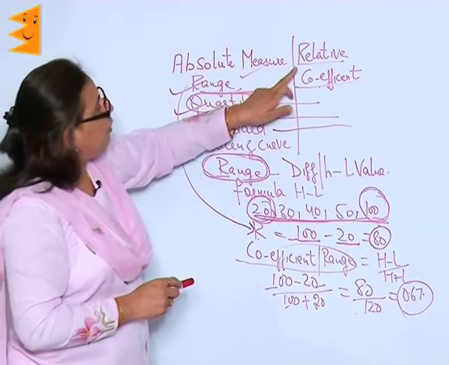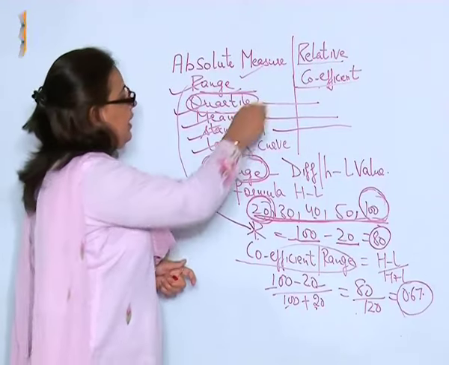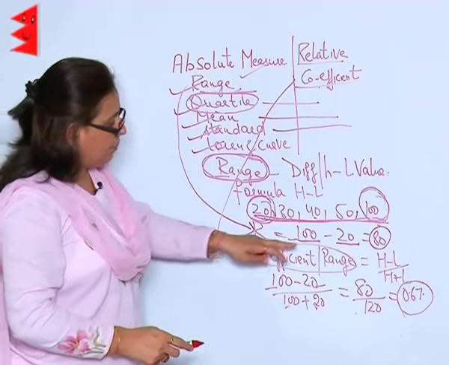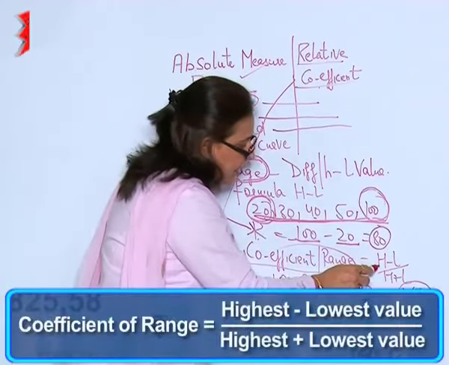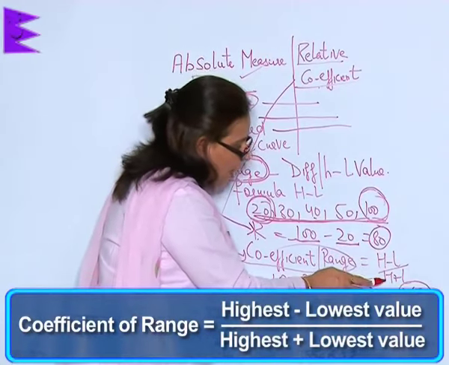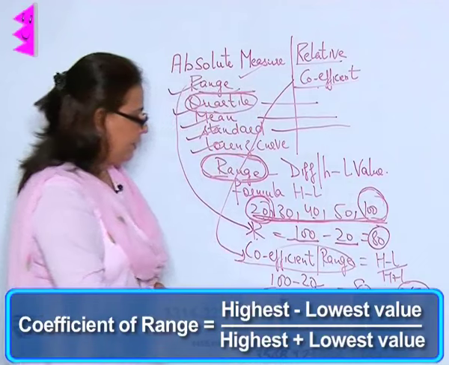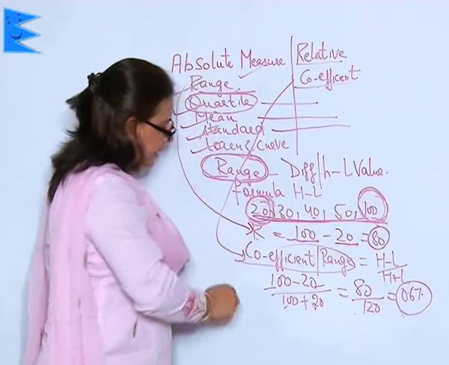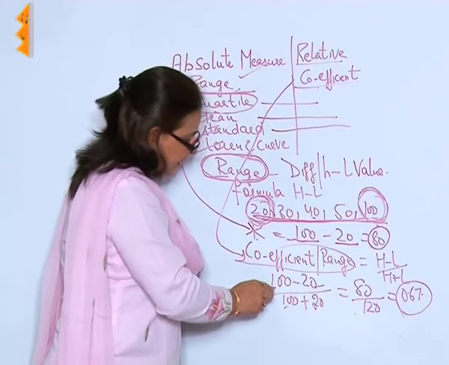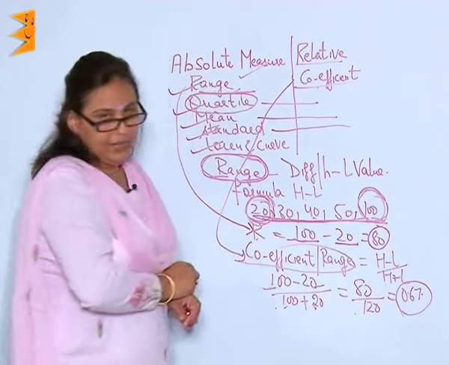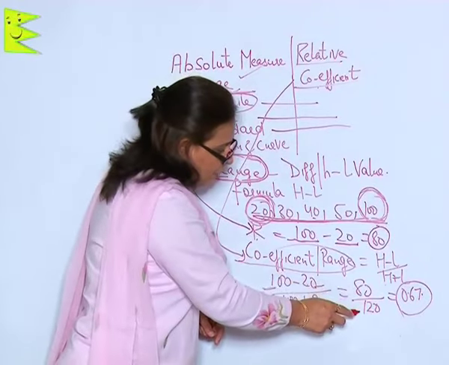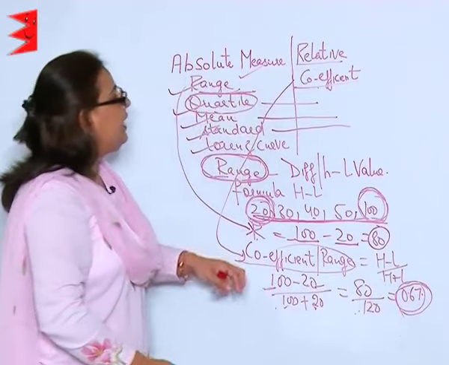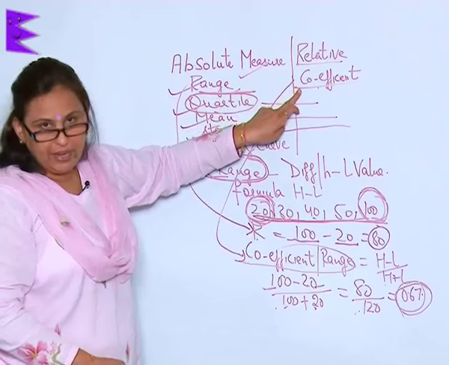But when I have to find the relative measure, that is, the coefficient of range, I apply the formula: highest minus lowest value upon highest plus lowest value. We already know the highest and the lowest values, so it is 100 minus 20 upon 100 plus 20, which gives me 80 upon 120, that is 0.67 as the coefficient of range.